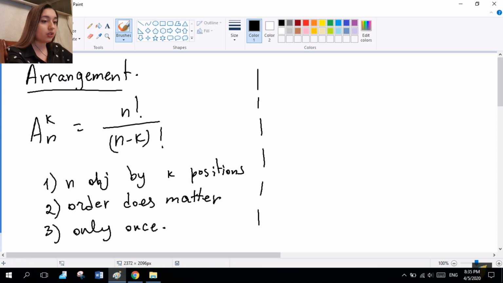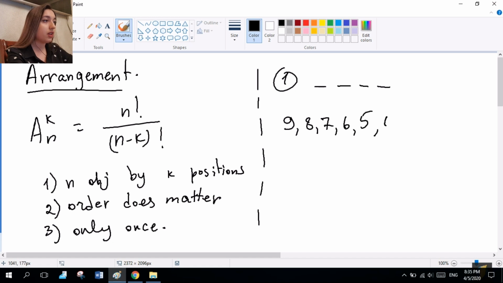How many 4-digit integer numbers can be formed from the last 6 digits if each digit can be used only once? Okay, so now we have to form a 4-digit number, out of the last 6 digits. What are the last 6 digits? It's 9, 8, 7, 6, 5, and 4.